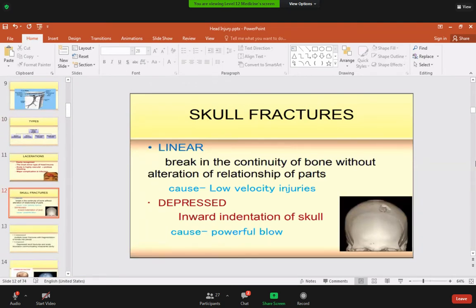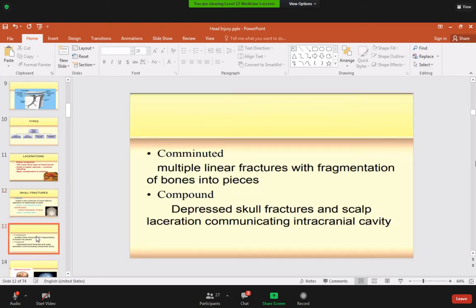Now, skull fractures. Skull fractures can be linear. Just a line that is a break in the continuity of the bone without any alteration of the relationship of the parts. There is no breakage or any slippage. Usually these are low velocity injuries, not high velocity trauma. Sometimes there is a depressed fracture, because of the inward indentation of the skull. Just like you are seeing in this picture, there is an inward depression on the skull. Usually these are the result of powerful blows and powerful traumas. So the fractures can be linear, or they can be depressed.